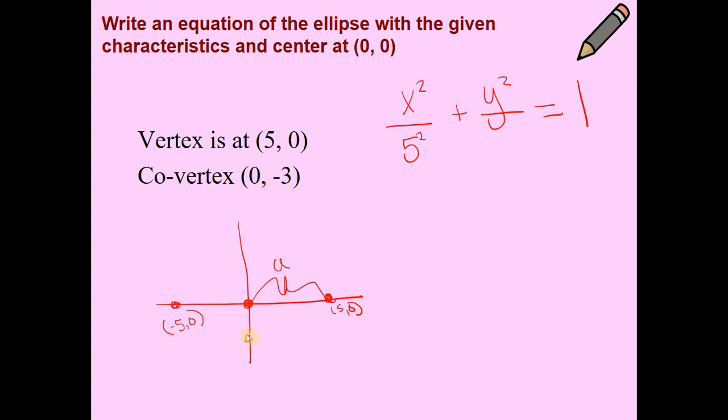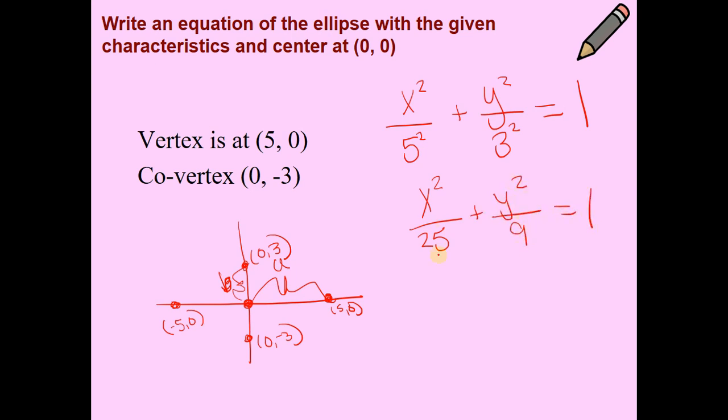For the co-vertex, I have one at 0, negative 3, which tells me that I also have to go up 3, so one right here, 0, 3. So this is my b value, which is 3. Underneath my y, this tells me how far in the y direction I have to go. That would be 3 squared. So my equation of my ellipse is x squared over 25 plus y squared over 9 equals 1.